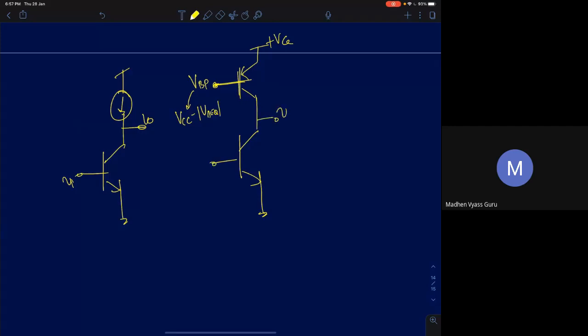Now, if I ask you to find the voltage gain of this circuit, what will it be? What is the small signal resistance offered by this device, PNP? What is the incremental resistance offered by this?